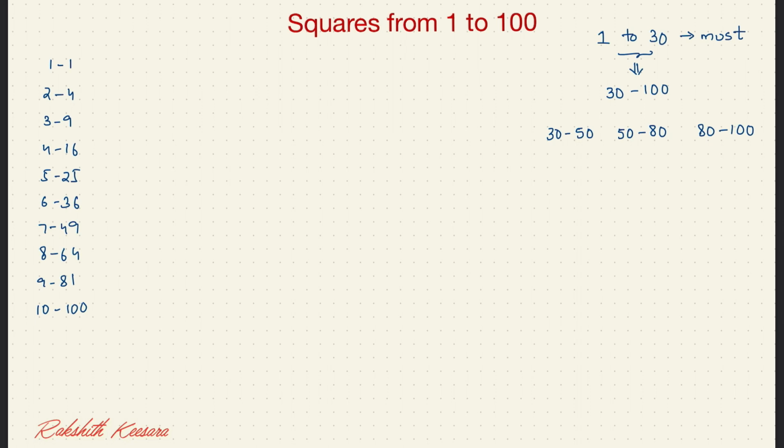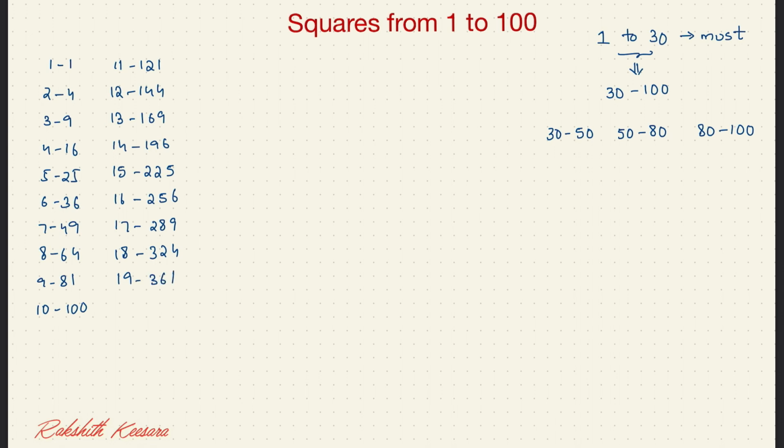Now 11, 121, 12, 144, 13, 169, 14, 196, 15, 225, 16, 256, 17, 289, 18, 324, 19, 361, and 20, 400, right?